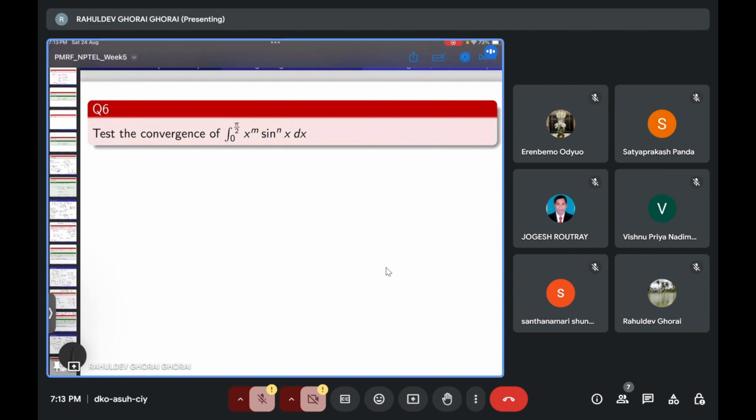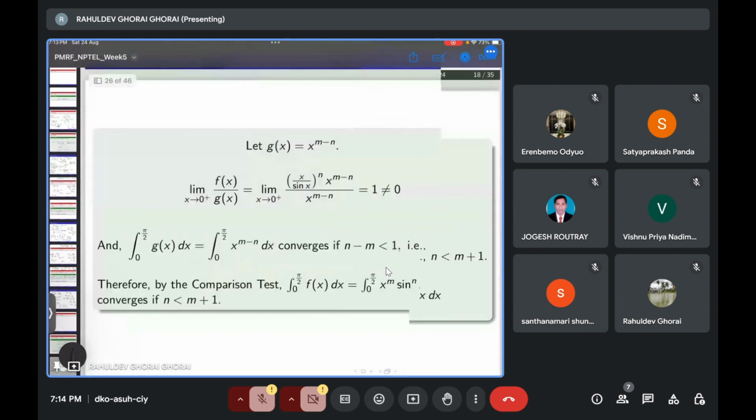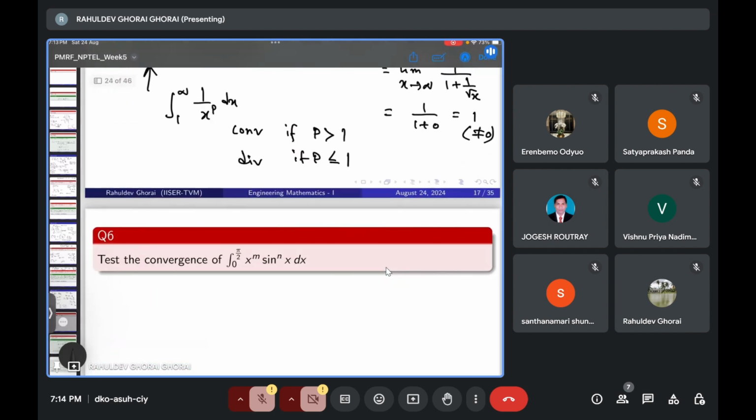This says find out the convergence of this integration. First of all, tell me for which values of m and n this integration is, I mean, sorry, improper or proper. You can assume that m and n will be positive. So let's assume that m and n are positive. It can be 0 also.